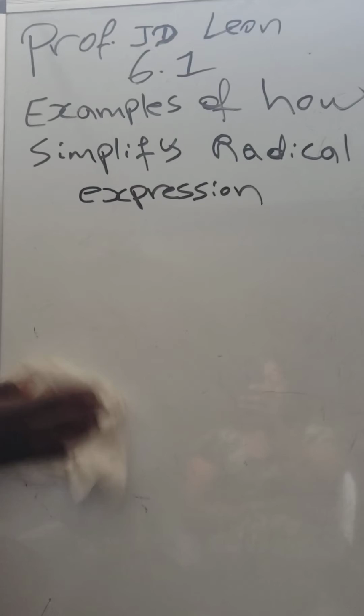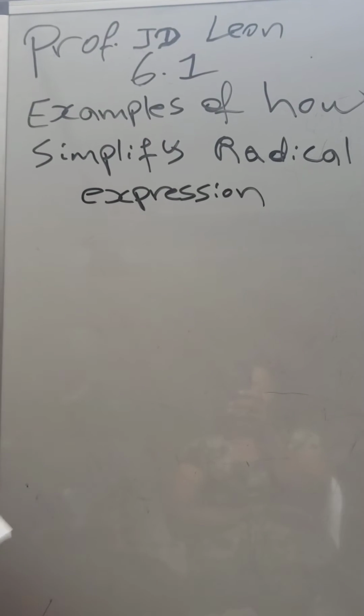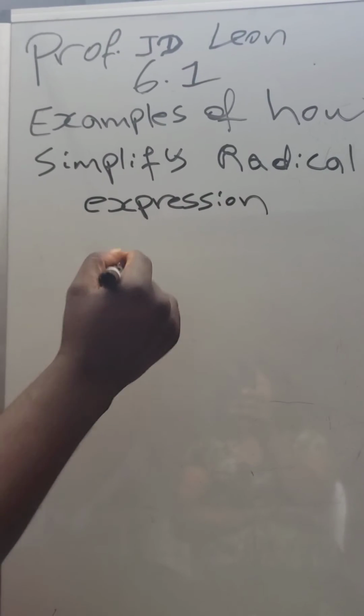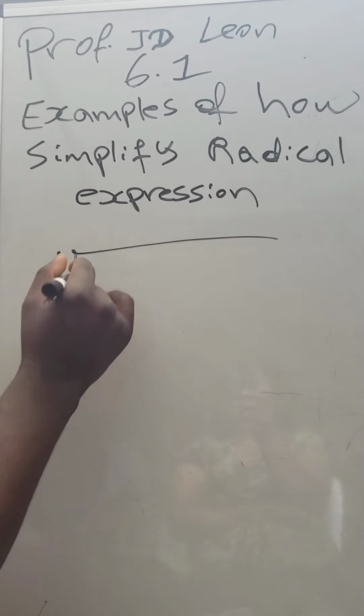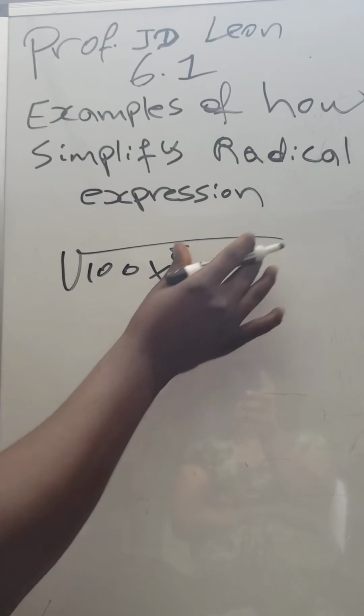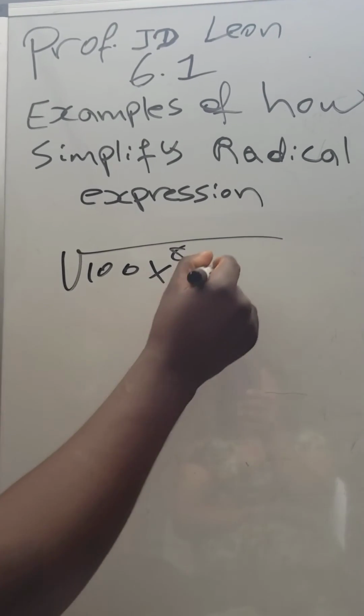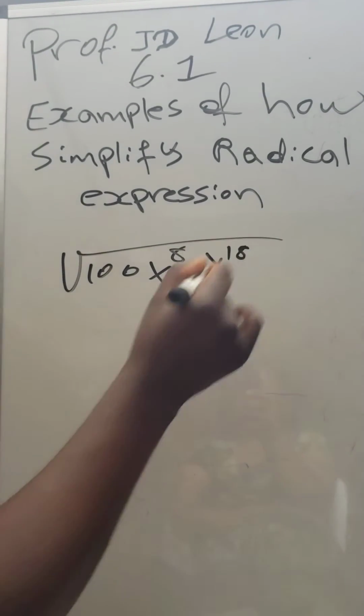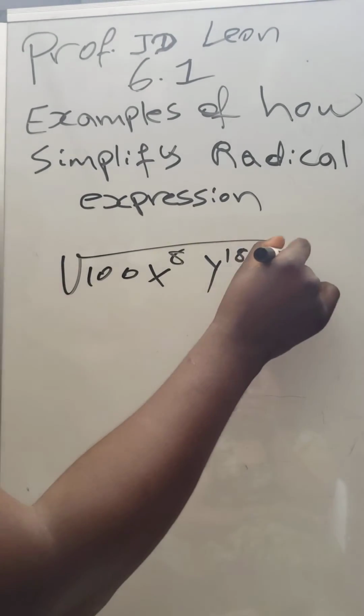Okay? So you also have this other example, let me erase some stuff here so we can show you more of how you can simplify a radical expression. Let's say you had the square root of 100 x to the 8th power, and then y to the 18th power, and then z to the 10th power, for example.